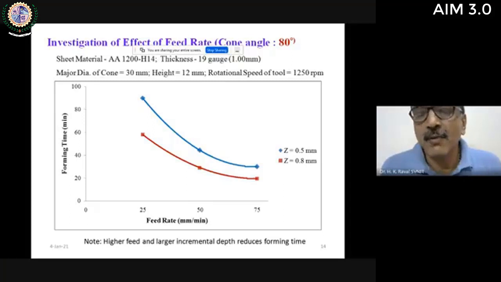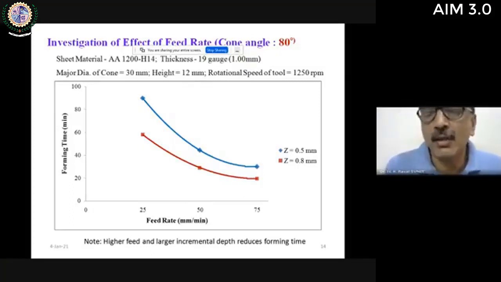You can see when the feed increases, your forming time reduces, and that is obvious. There is nothing to be discussed on this. But here two graphs are shown. One is with the Z travel of 0.5 mm, and the second is the Z travel of 0.8 mm.